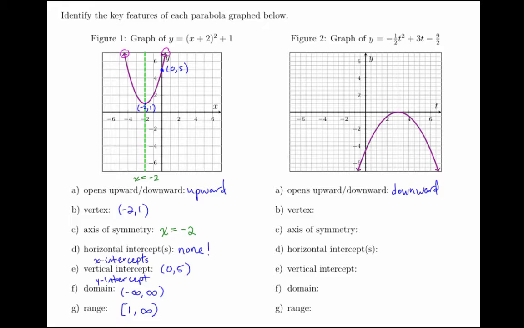And then the vertex is going to be the maximum point on this graph, and we can see that that's the point 3, 0. So our vertex is the point 3, 0.